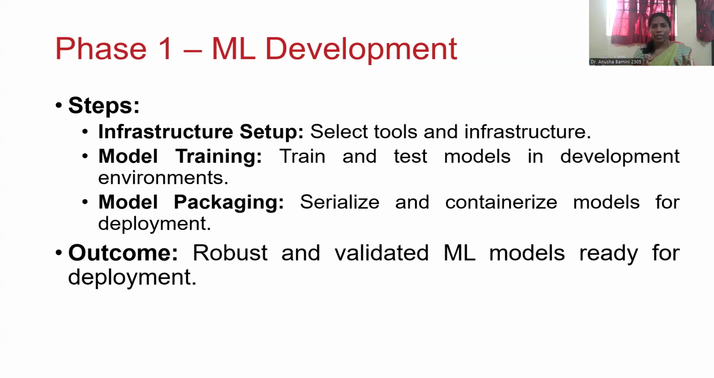The important thing in phase one is the infrastructure setup. We have to define which tools we are using, what the infrastructure is, how we are training the model, and how we are packaging the model. Everything is decided, and the model is developed within the first phase of ML development. The outcome of this first step is a robust and validated machine learning model which is ready for deployment.